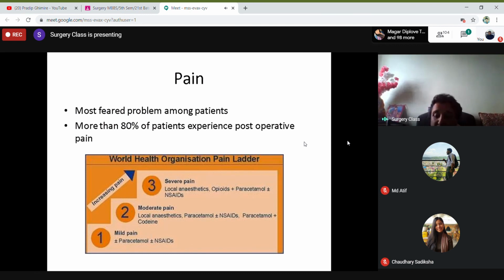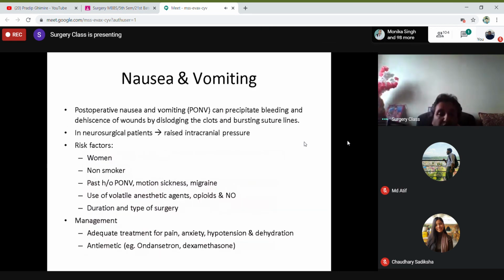What is the WHO ladder? Initially you use NSAIDs or paracetamol, and if it is not relieved, then you use some local anesthesia or maybe codeine. And then if it is still not relieved, if it is severe pain, then you give opioids. Nausea, vomiting, I have already told you.